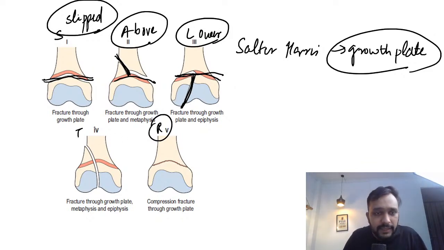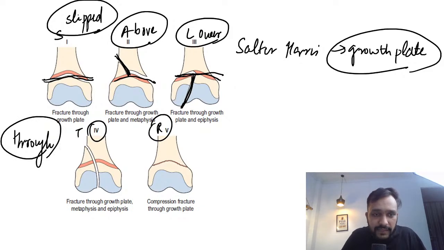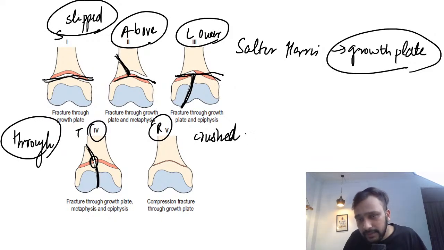Then guys, in type 4, T, we have a through and through fracture involving the metaphysis, growth plate and your epiphysis. And R is a crushed fracture, a compression fracture of the growth plate. There is compression of the growth plate.